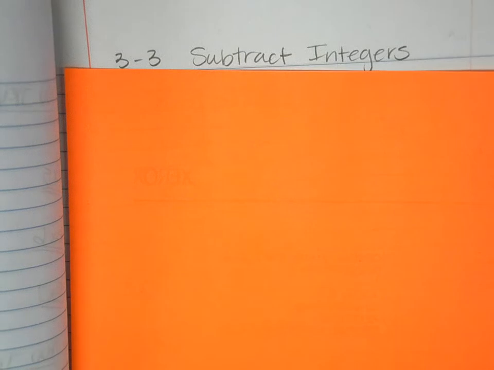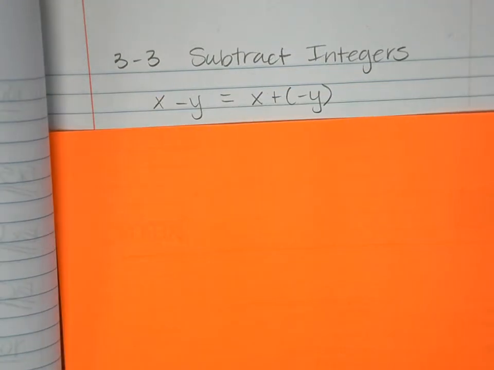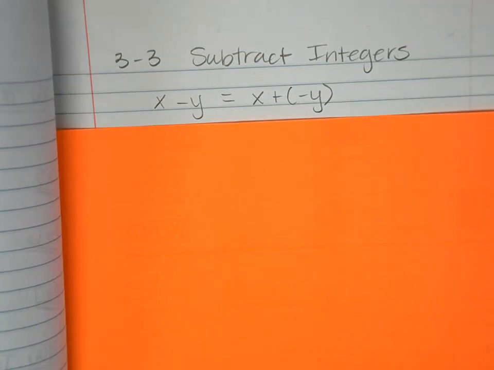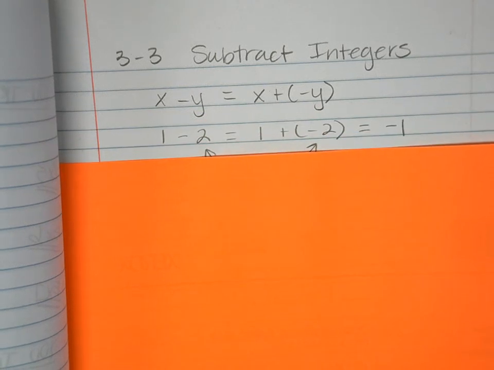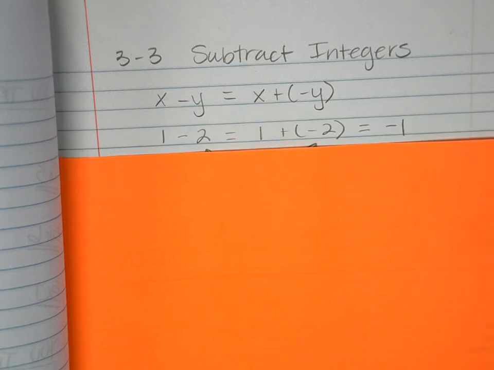All right, so subtracting integers 3-3. We have things like this where we did a little plus sign and then put in parentheses subtract, right? We were doing that on Tuesday. Now we're going to take something with numbers like this. That's x minus y. Now we have 1 minus 2. I just plugged in random numbers. So I have 1 plus a negative 2 equals a negative 1.